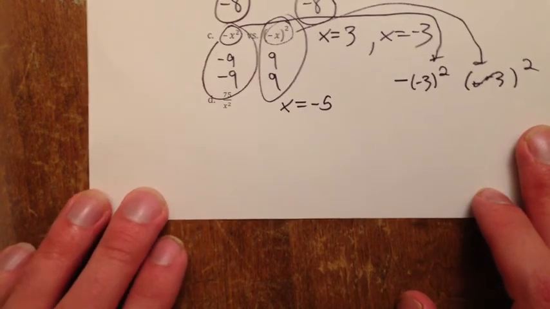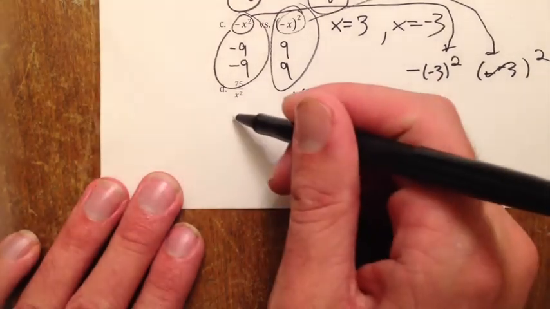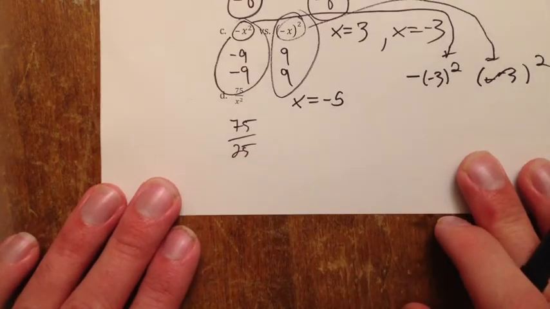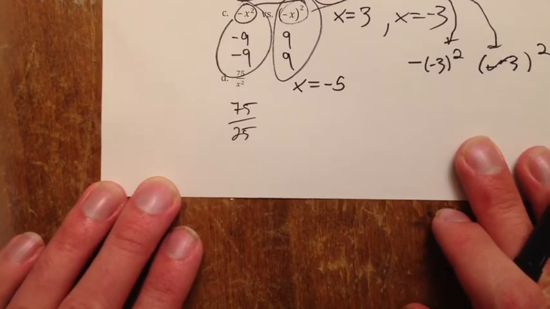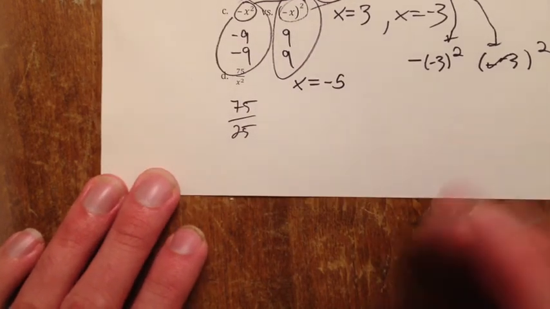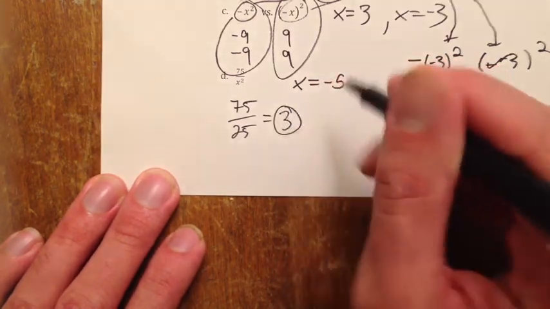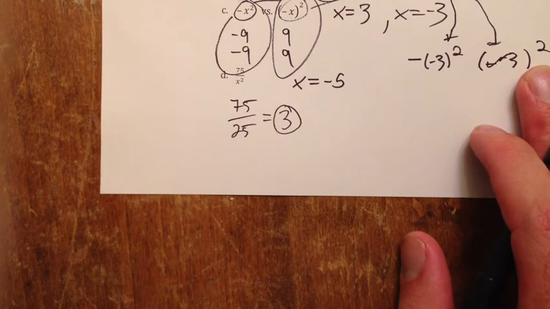So I'm assuming you've done that, and if you do that, you should get 75 over 25. Make sure it is positive 25, because again, you got to square whatever x is. So squaring negative 5 gets you a positive 25. 75 over 25 is 3. Hopefully nothing too complicated here.